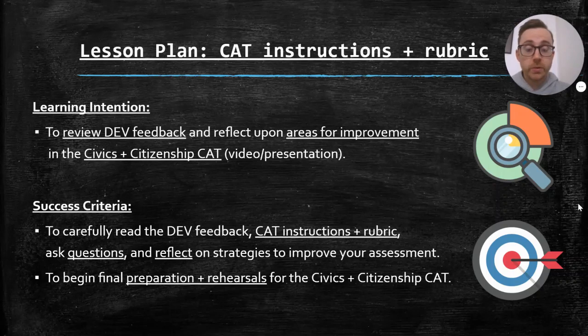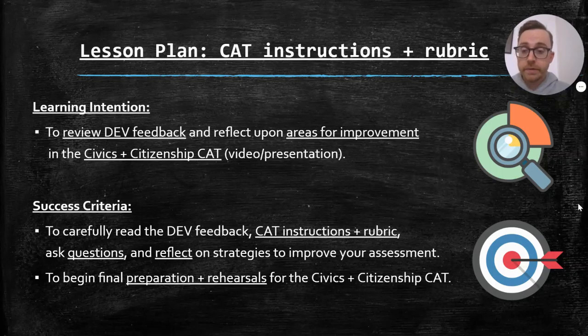This lesson we're going to be reviewing just some general advice and recommendations from the dev task, some feedback there, reflecting upon areas for improvement in the Civics and Citizenship CAT, which depending on your class and how much time you've missed in term 1, it might be a video that you're uploading to Compass, or it might be an oral presentation to the class.